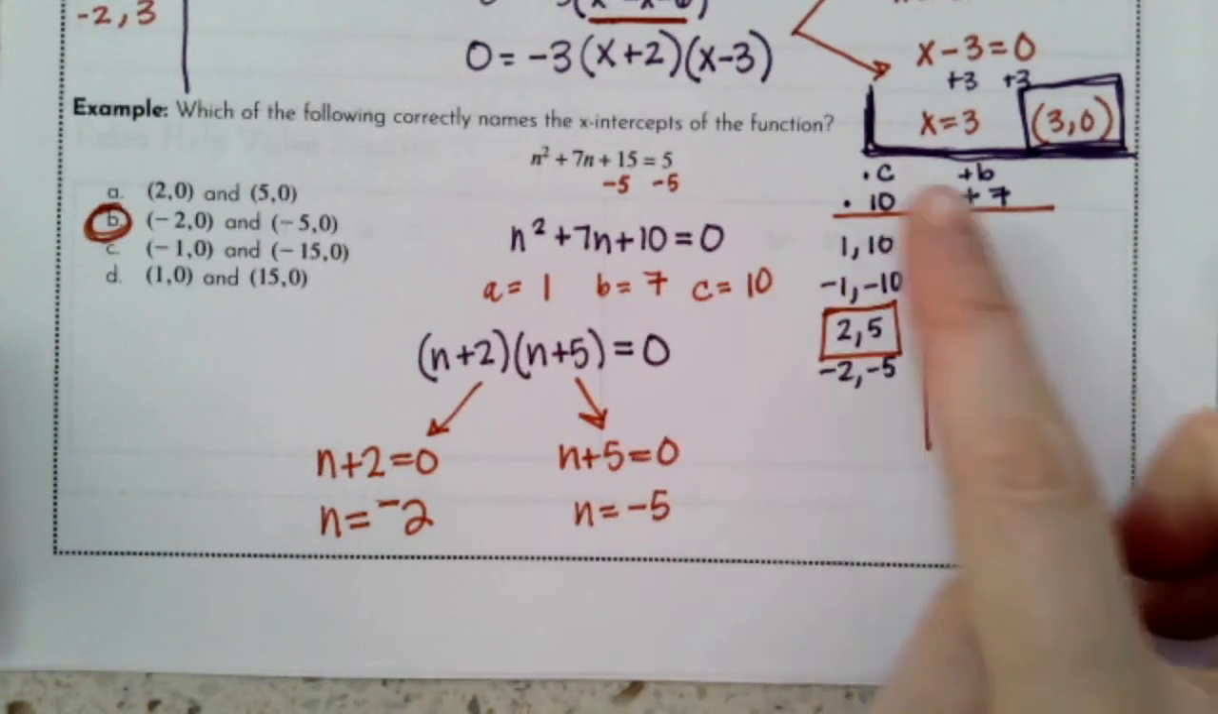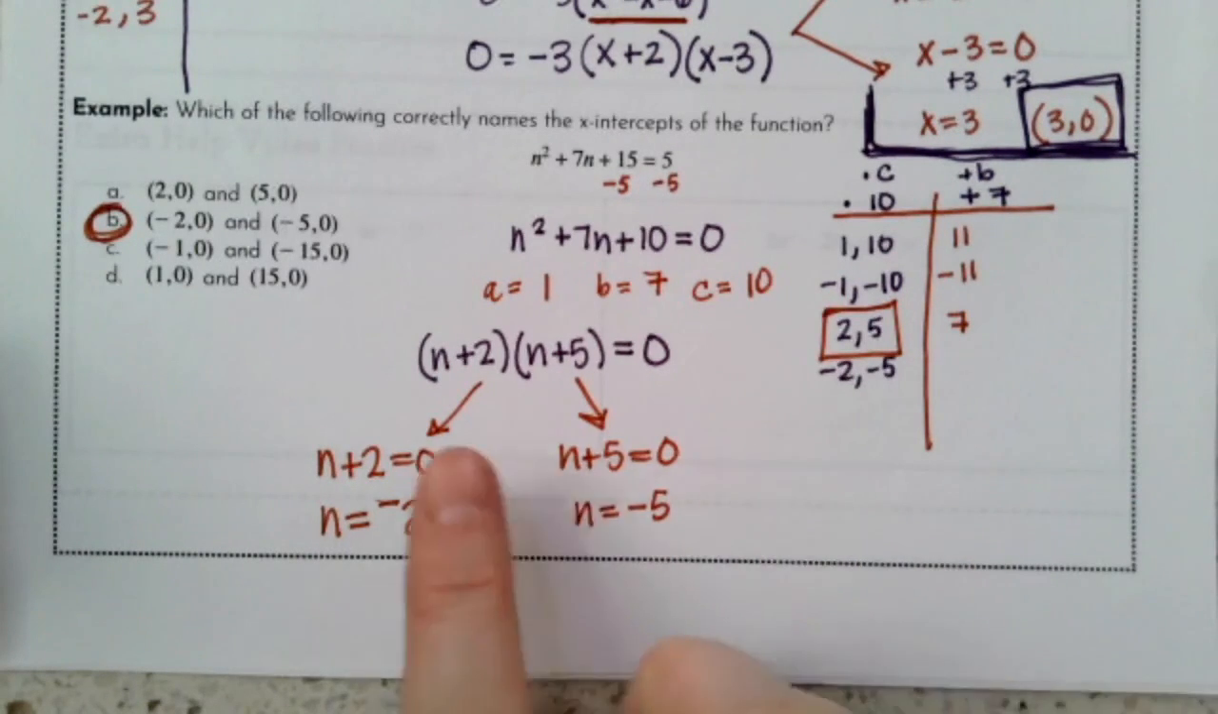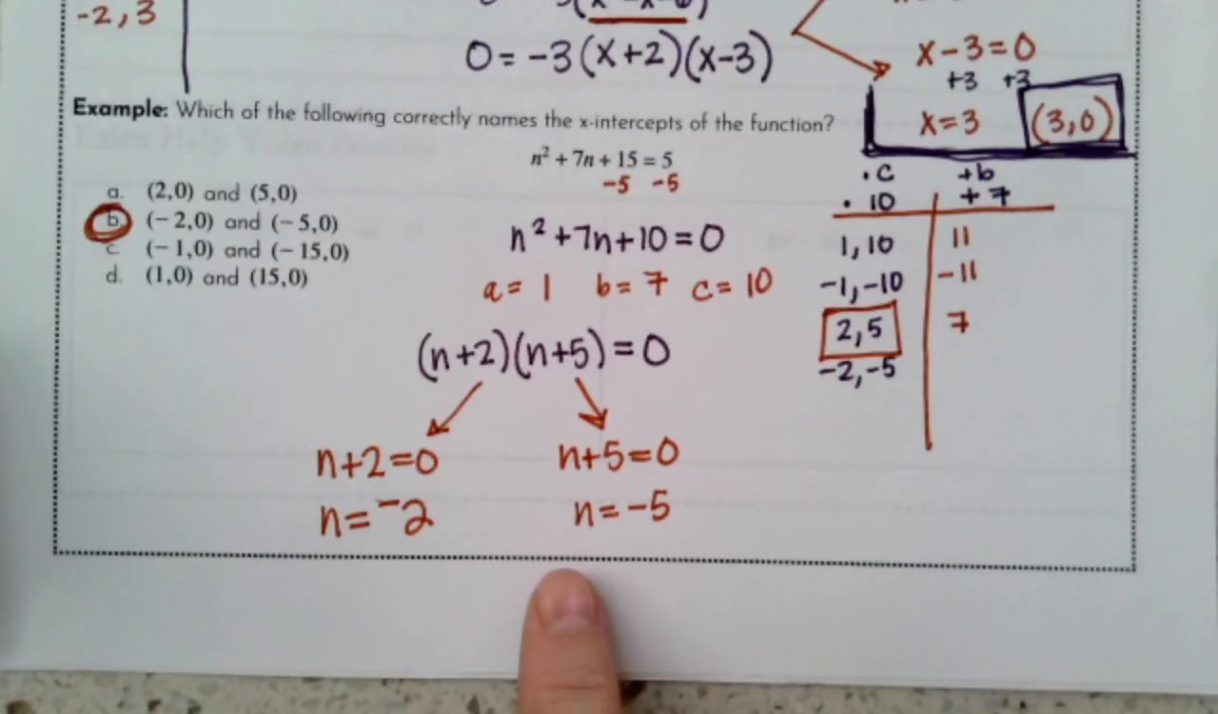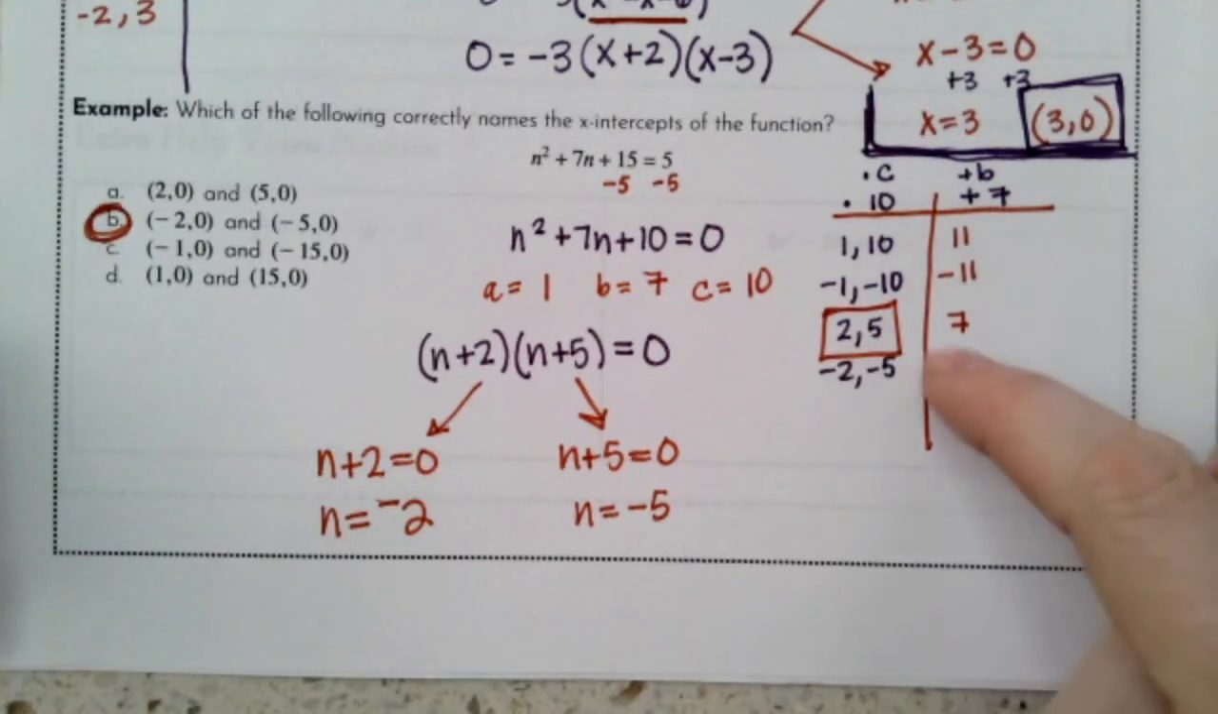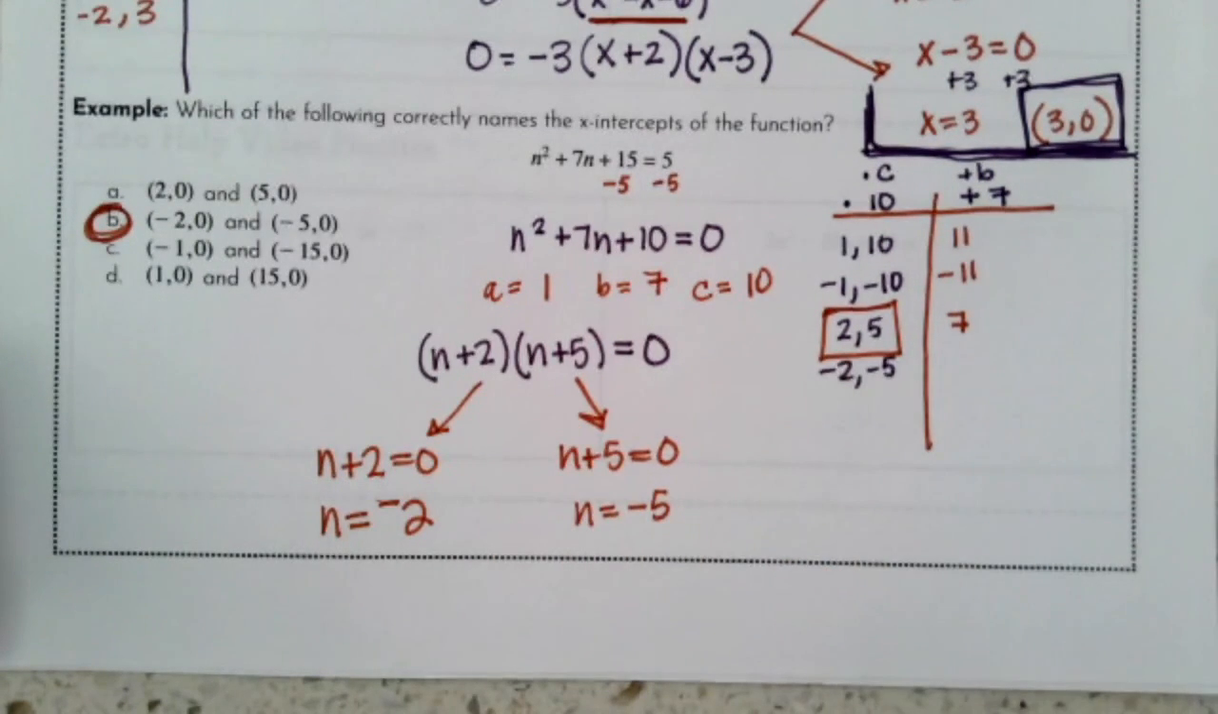So you can see how this process is probably faster than typing all this into the quadratic formula. If you can find those numbers pretty quickly, you can save a lot of time by doing the factoring method. But again, at the end of the day, the quadratic formula always works. So if you can get good at that and use that, that works as well.